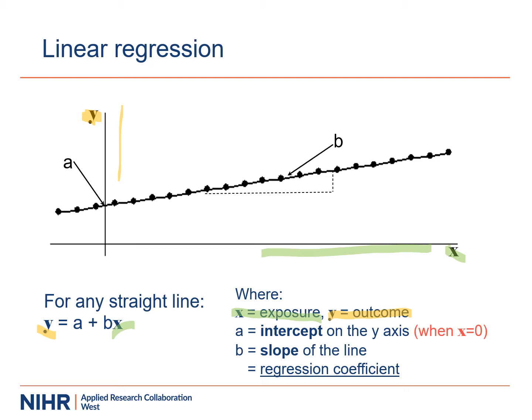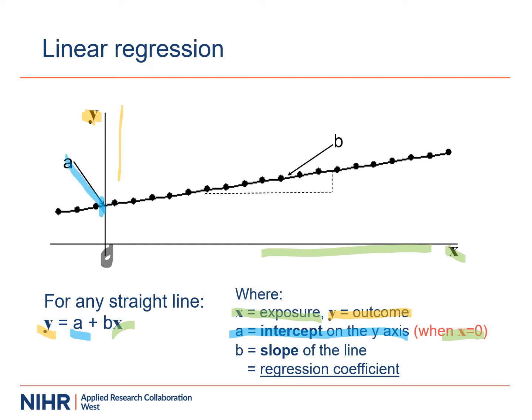And then we have two slightly newer things. We have a, which is the intercept on the y-axis, which is when x is equal to 0. And you can see this is where the two axes collide. So this is the origin, which is 0 value for each y and x at this point. And a is the point on the y-axis where the x is equal to 0. So in our case it's here.